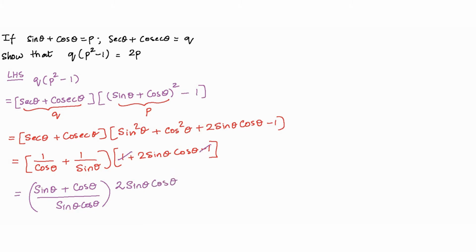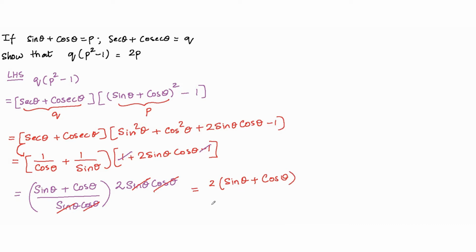So what I did was, in this particular step, I simply converted sec and cosec into sin and cos, because I saw in the second bracket everything is in terms of sin and cos. So I just decided to convert sec and cosec into sin and cos and found their LCM. And now because of this, sin theta and sin theta will cancel. Cos theta and cos theta will cancel. So I am left with 2 times sin theta plus cos theta.